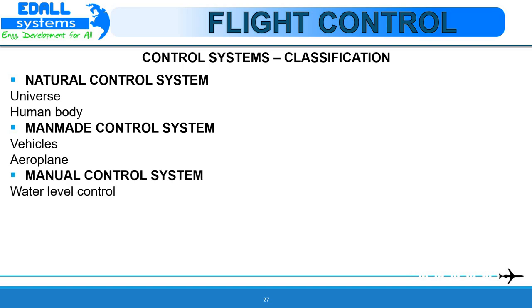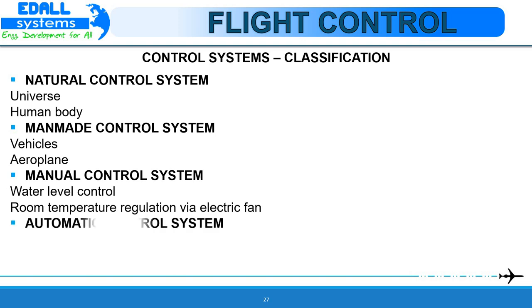Manual control system, we have water level control and room temperature regulation via electric fan. In this case, the human, that is the operator, interaction will be present. The tap will be in control of the operator. The moment the tank fills, the operator manually closes the tap. Whenever the tank level decreases, the operator again opens the tap. This process goes on and it is called a manual control system.